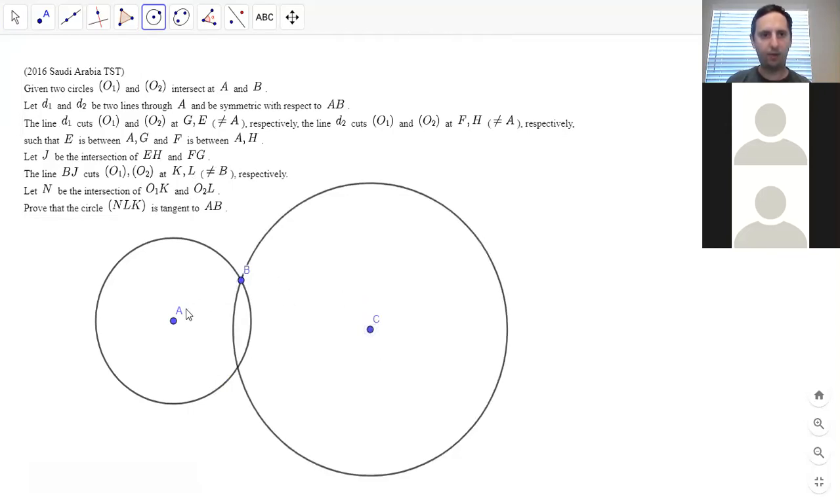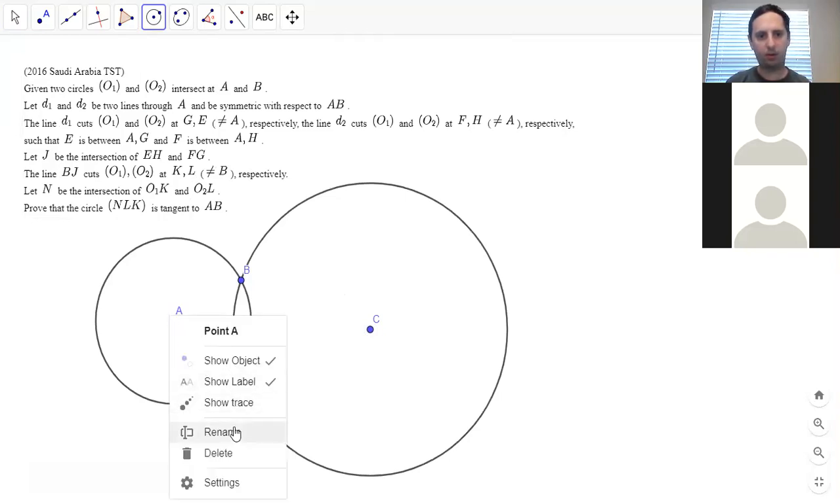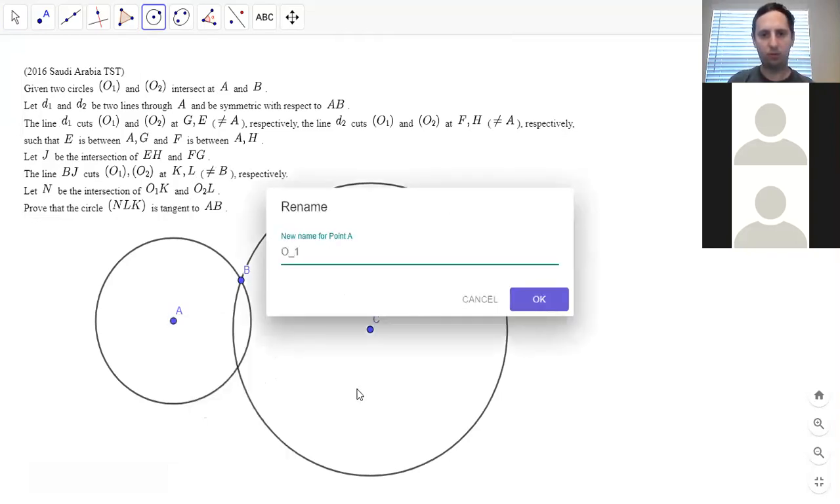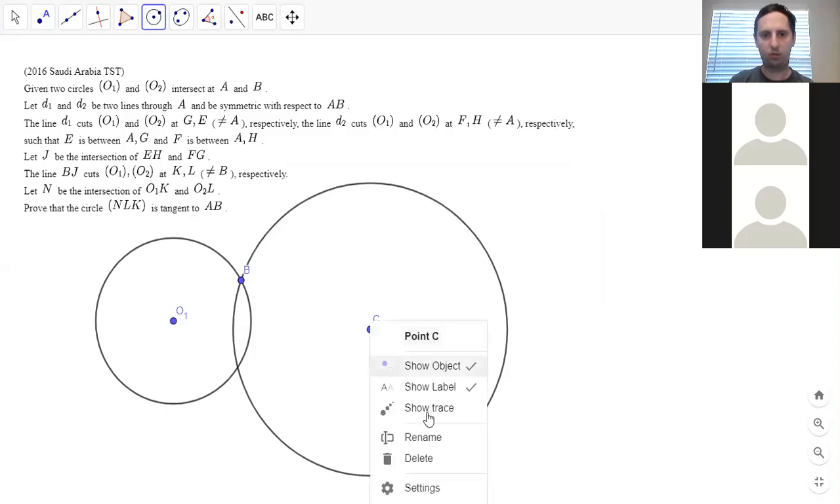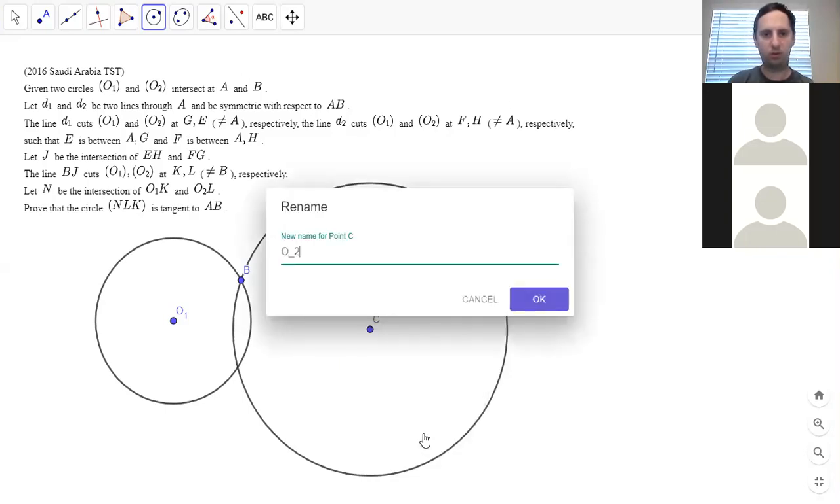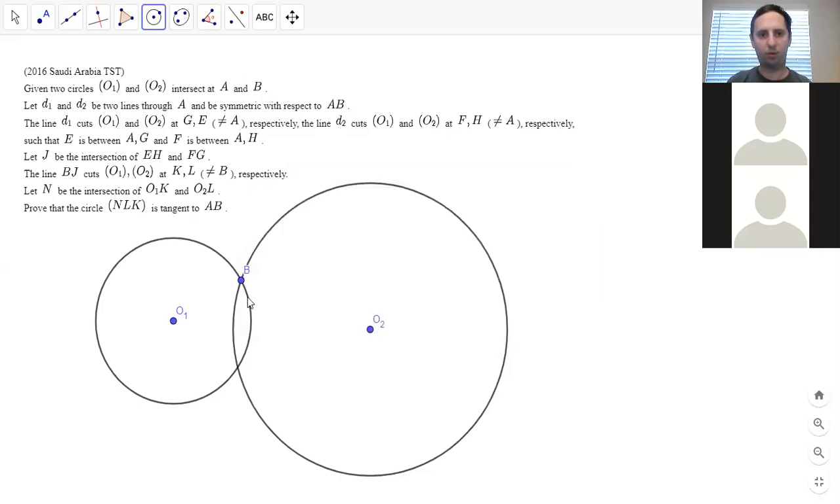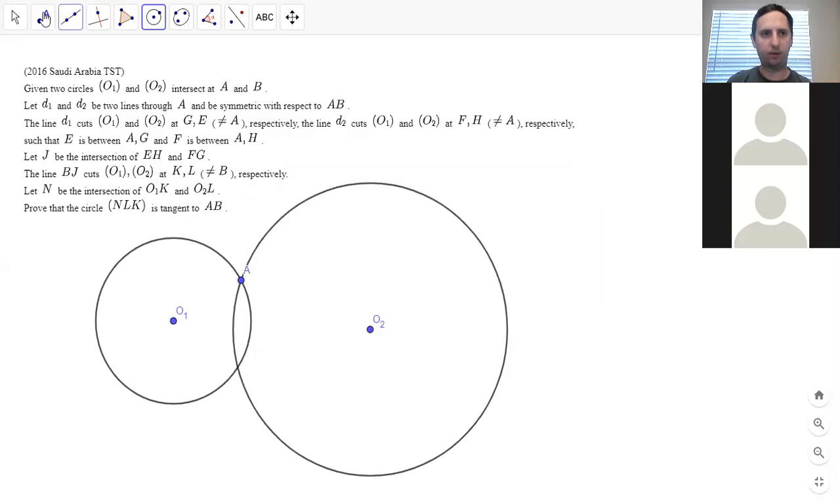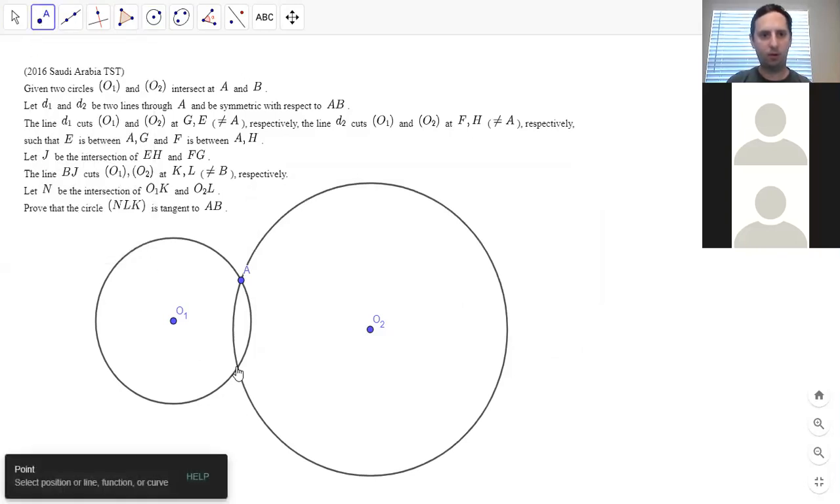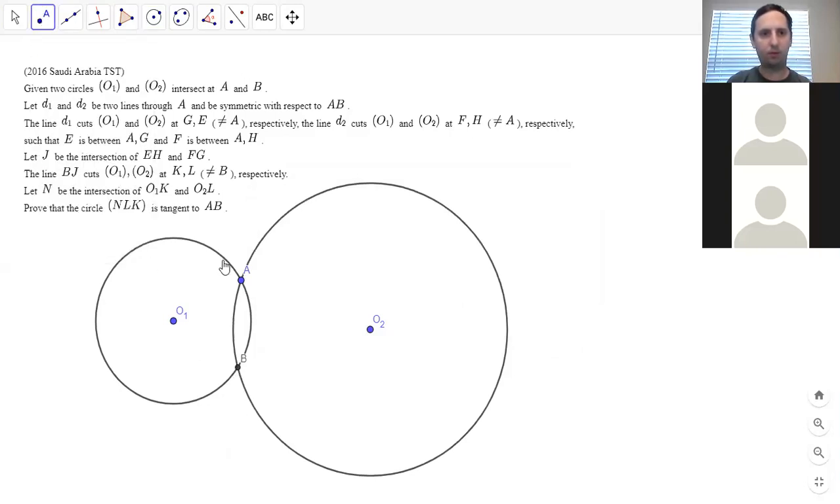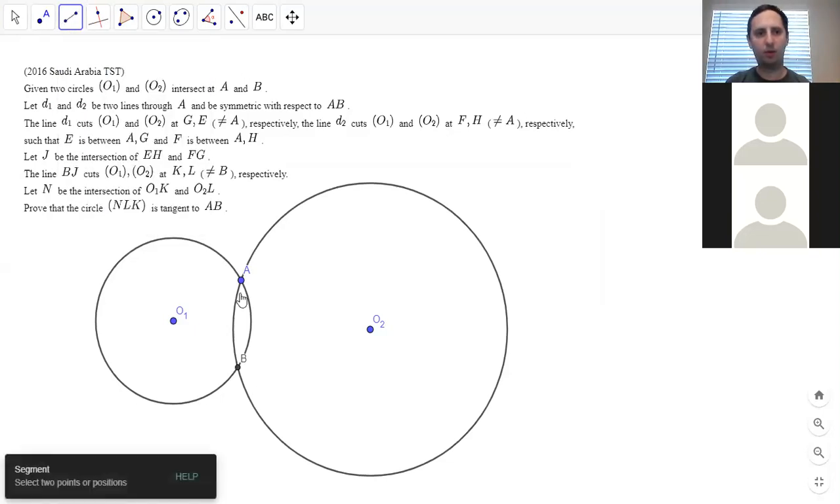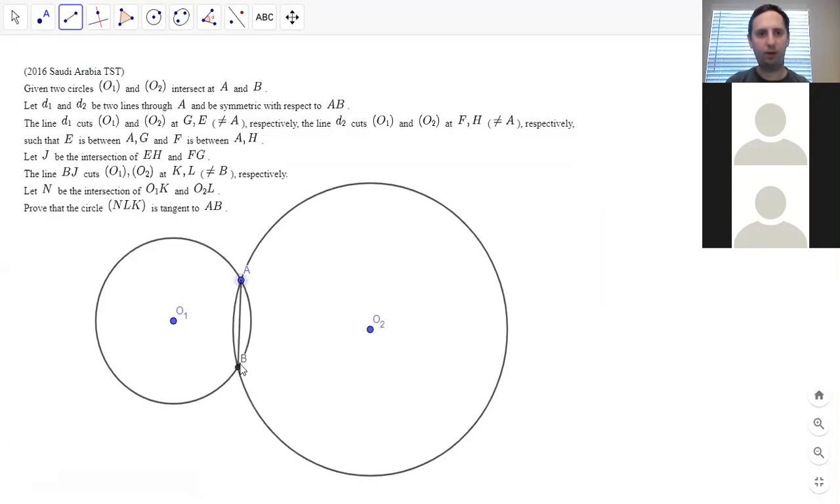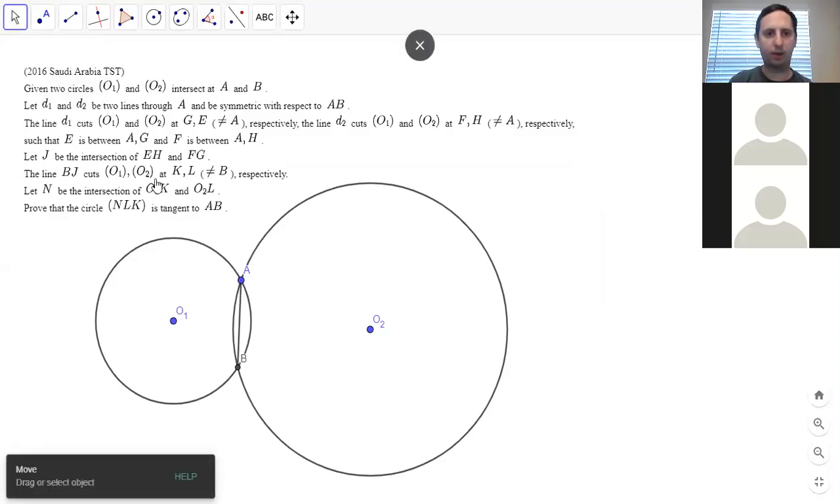Let me call this O1 and O2. So this is A and the other is B. Then we have the two lines through A. Okay, so we want to draw two lines through A that are symmetric with respect to AB.